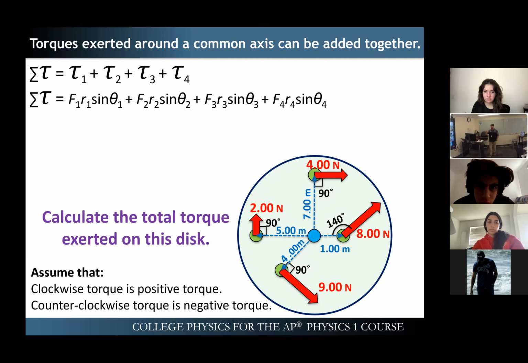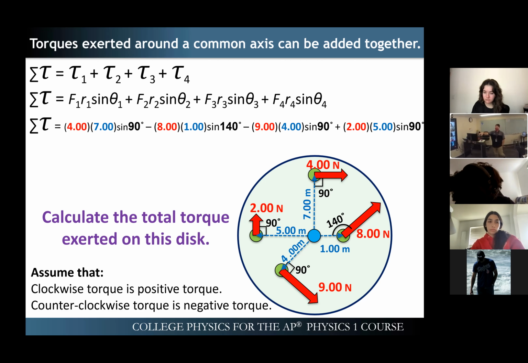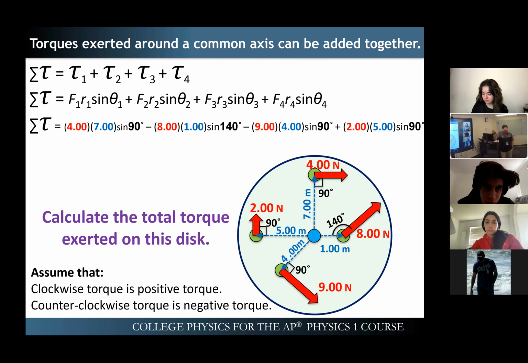And we know the equation is just the force applied times the radius, the length of the lever arm, times the sine of the angle that they push at. If we just plug the numbers in, since they've said clockwise is positive, this person up here at the top is 4 times 7 times sine of 90, a positive value. This person, 8 times 1 times sine of 140, should be minus, because it's in the other direction. And this one, 9 times 4 times sine of 90, minus again, because it's in the counterclockwise direction. And then the last one, 2 times 5 times sine of 90, plus, because it's the clockwise direction. So we add the clockwise values because they're positive, and we subtract the counterclockwise values.